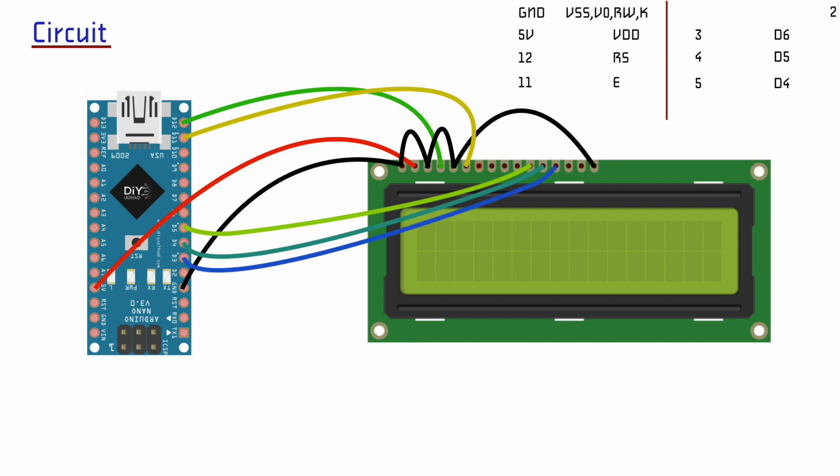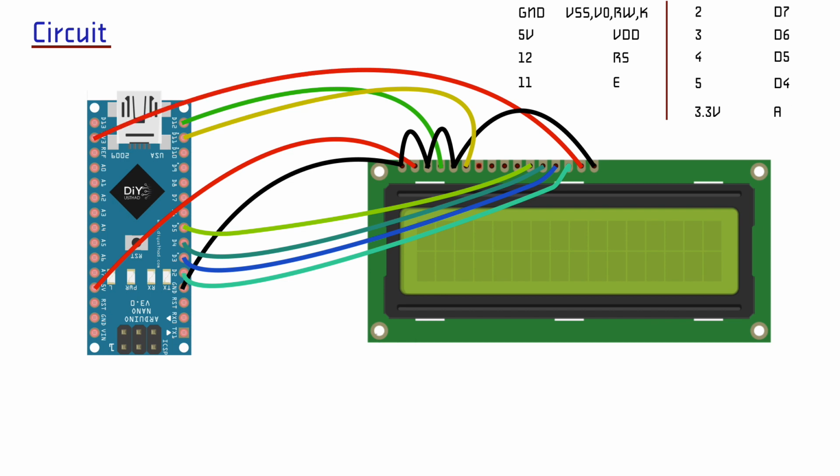Then connect the digital pin 3 of Arduino to the data pin 6 of the LCD. Then connect the digital pin 2 of Arduino to the data pin 7 of the LCD. Then finally connect the 3.3 volt of Arduino to the A of the LCD, which is the anode of the backlight LED. Actually, we can choose any digital pin of the Arduino to connect to the LCD, but when writing the program also, we need to change the code according to the pin we have chosen.